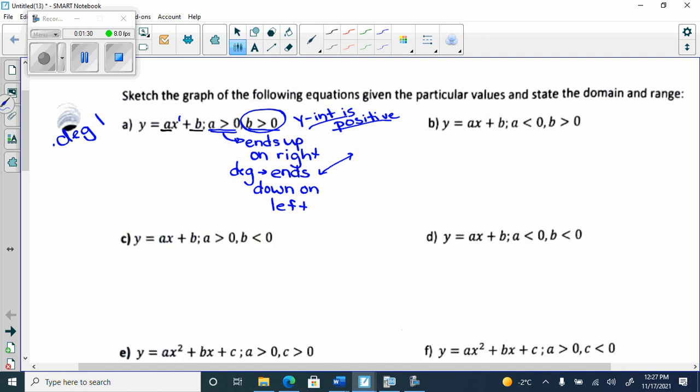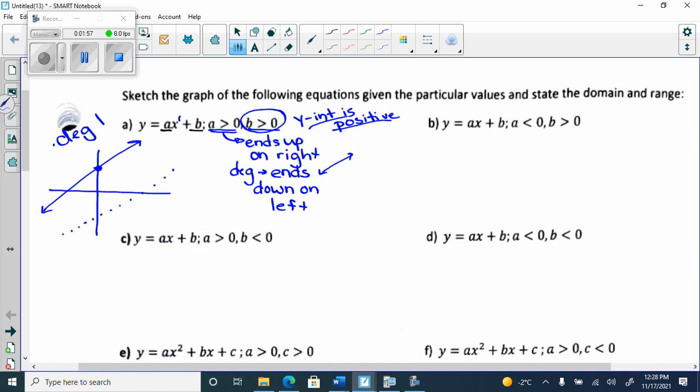So I'm going to sketch one. Not a lot of thought put into it. Did I cover what I needed to cover? Yeah. Up on right, down on left, positive y-intercept. What if I put it down here? No. It's up on right, it's down on left, but my y-intercept is negative. So I can't actually give this dotted one. Plus, it's not straight. I thought it was straight till I looked at it.